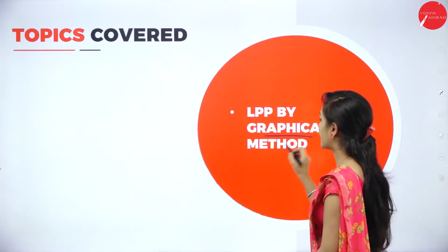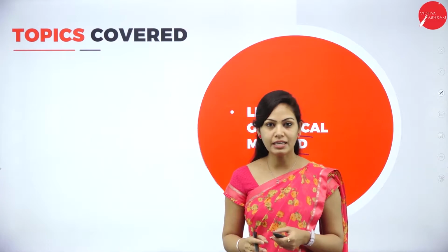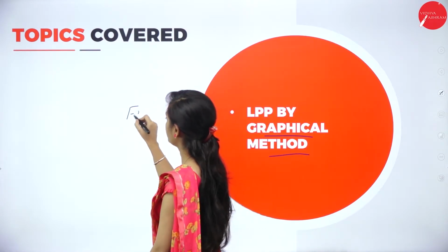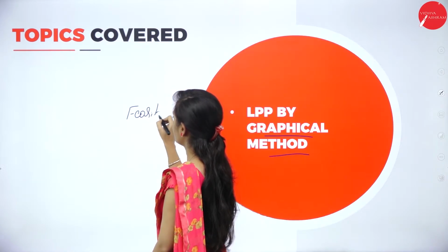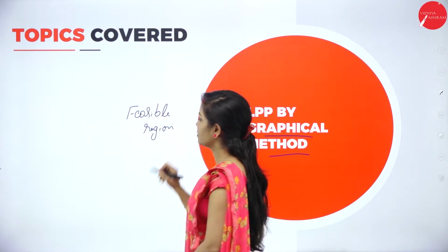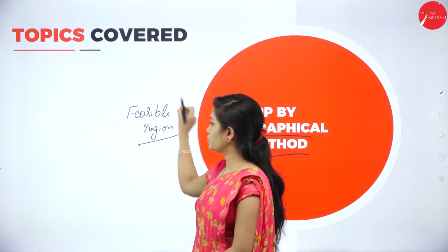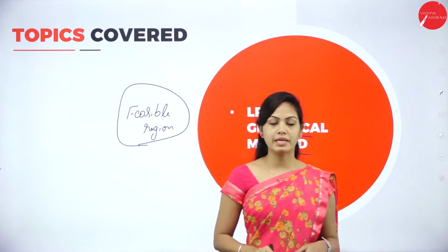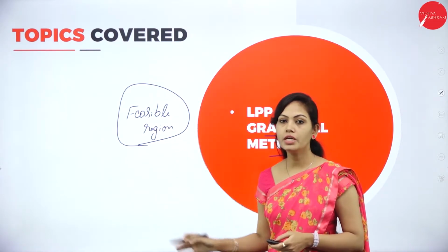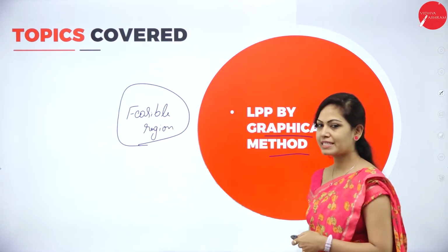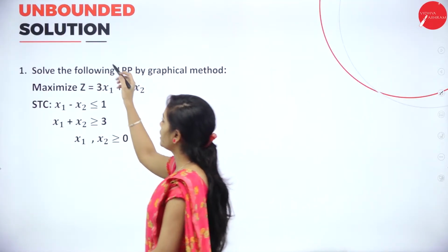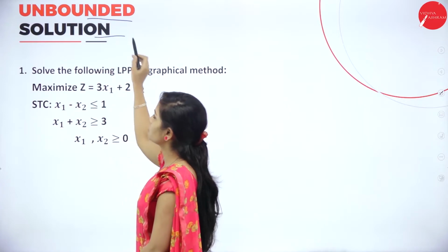LPP by graphical method. In my last session, I discussed feasible region, and the feasible region problems in maximization. Today I will discuss some special cases of the graphical method. Let's get started. The first problem is the unbounded solution.